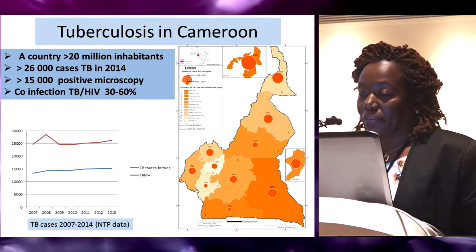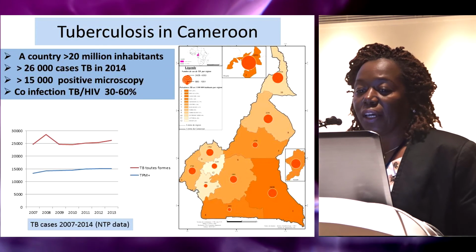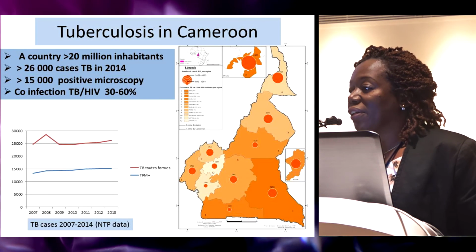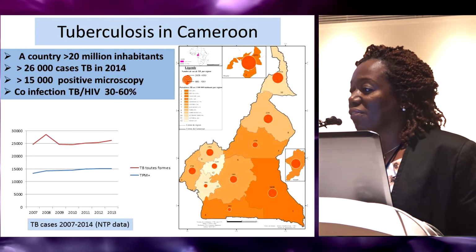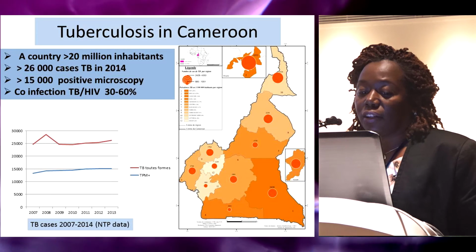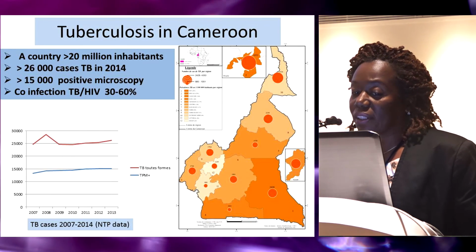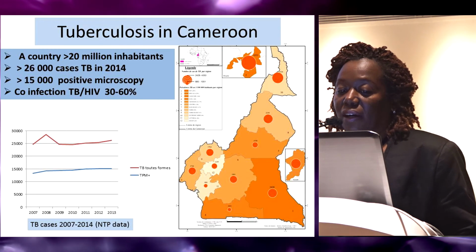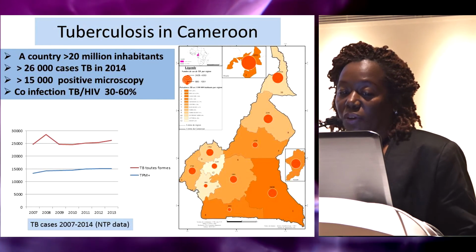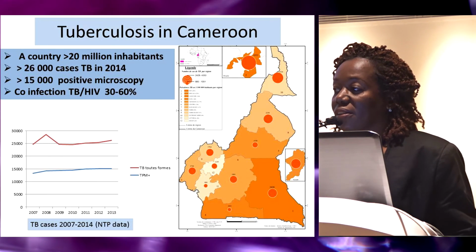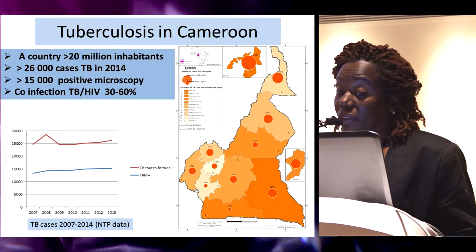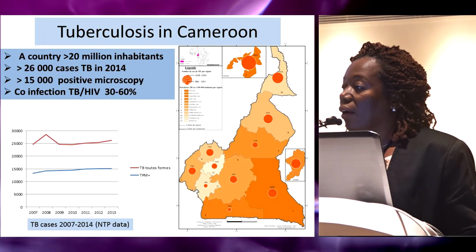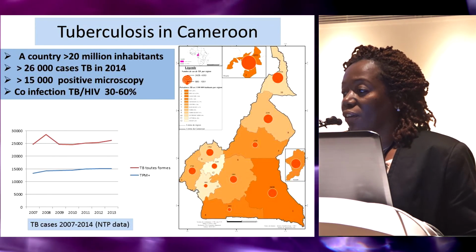So Cameroon is a Central African country. Population is estimated at over 20 million inhabitants. TB burden as well as TB/HIV co-infection are relatively high. So we are notified, we have 26,000 TB cases per year, and more than 15,000 are microscopy positive. And TB/HIV co-infection is still really high. It varies according to the region from 30 to 60%. So the 2 main cities, Douala and Yaoundé, are reporting more than 1/4 of all cases in Cameroon.